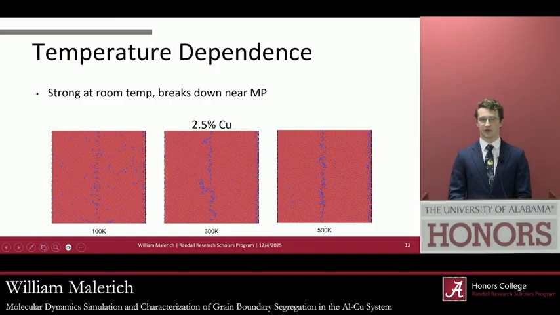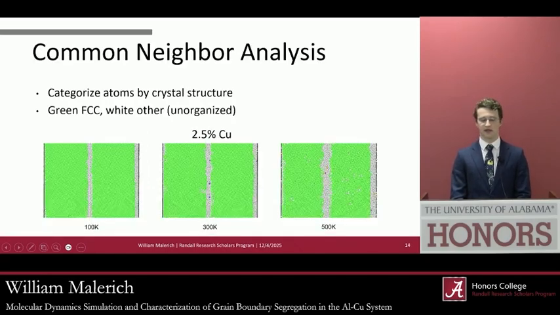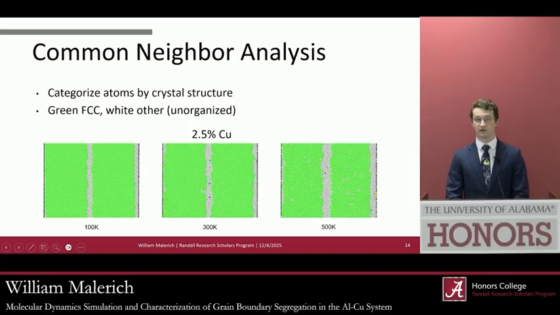And then as the temperature increased to 300 or 500 Kelvin, the segregation increased. And then above that point, it decreased as the alloy lost its structure. And we can actually quantify that by taking a common neighbor analysis, which shows the crystallographic arrangement of the atoms. So in here, the green are face-centered cubic structure, while the white is unorganized.